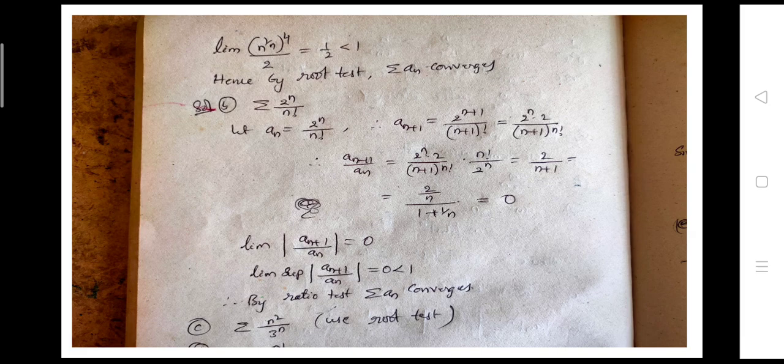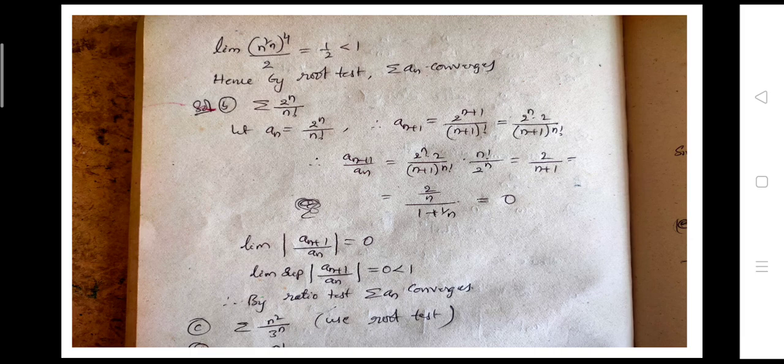continue the next slide, that is limit of (nth root of n) whole power 4 by 2 is equal to, nth root n is what? The value of nth root of n is equal to 1. 1 power 4 means that is 1, and limit of 1 by 2 is equal to what? 1 by 2, that is less than 1 only. 1 by 2 is less than 1. This is true. Hence by root test, less than 1 means that is convergence. Hence by root test, sigma a_n converges only.